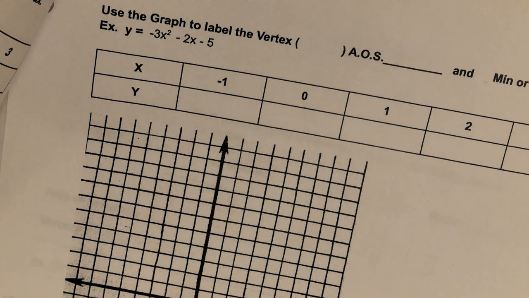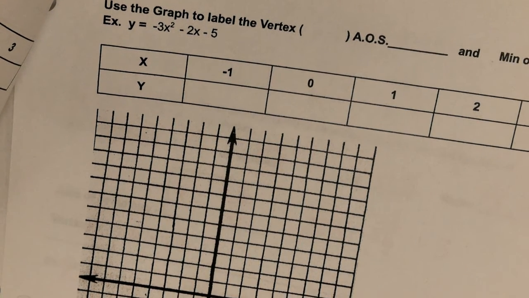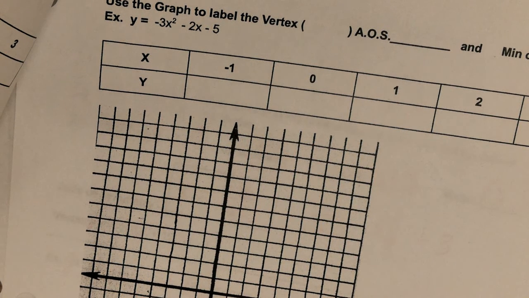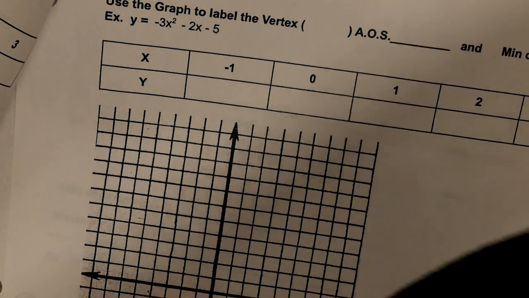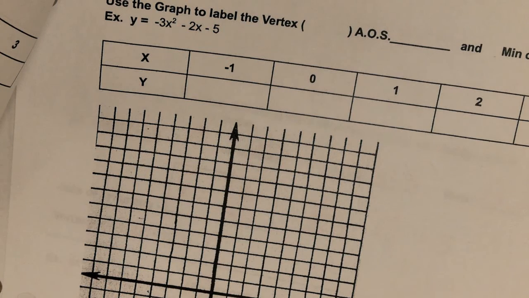If the vertex is a decimal, you won't see it. It won't show up on the table. So if the vertex is a decimal, then what will you do to solve for it? Negative b over 2a. Make sense?